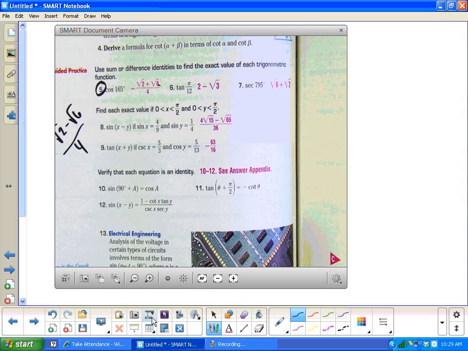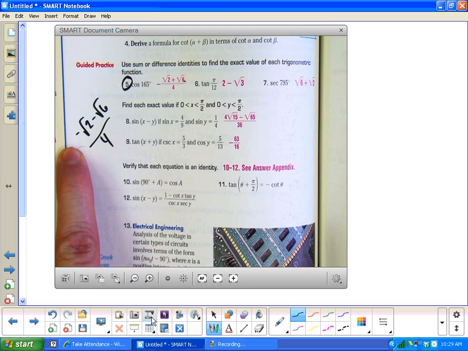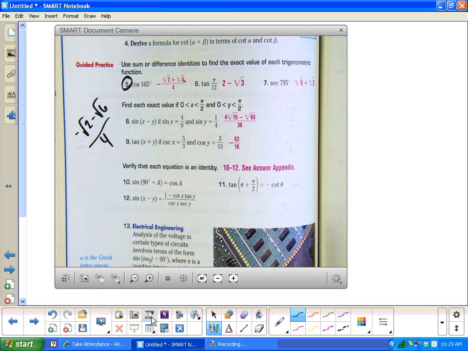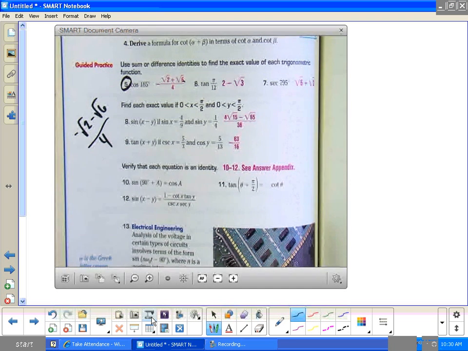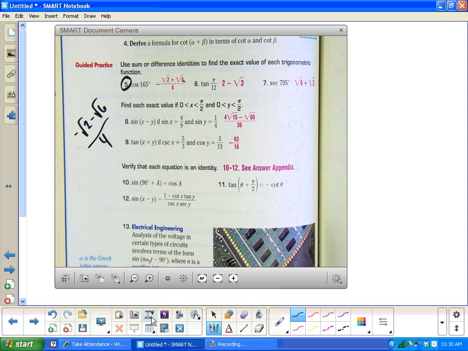If you want to take your picture of them real quick, you can do that. And by the way, on number 5, probably the way you're going to write your answer, instead of making the whole thing negative, I would write it like that. Okay. Yeah, so you're going to use the unit circle quite a bit on this test.